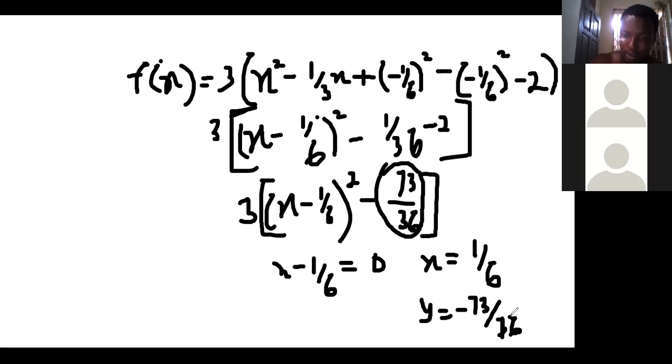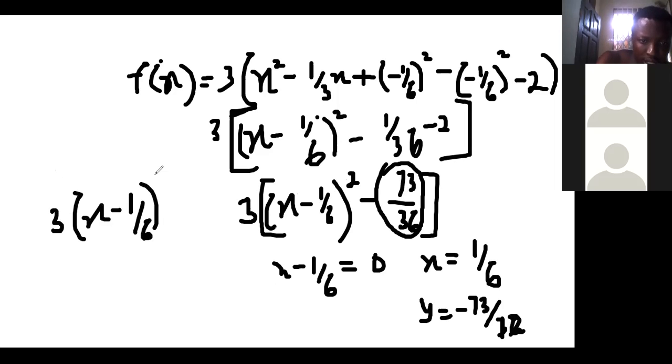Here will be 12. Don't forget that the 3 is multiplying all of them. So immediately we take away this thing, we are going to get something like this: 3 into bracket x minus 1 all over 6, minus, the 3 will multiply this one, because don't forget that the 3 was multiplying the whole of this. Now when it multiplies this, it will cancel the 36. So we are going to get negative 73 all over 12.